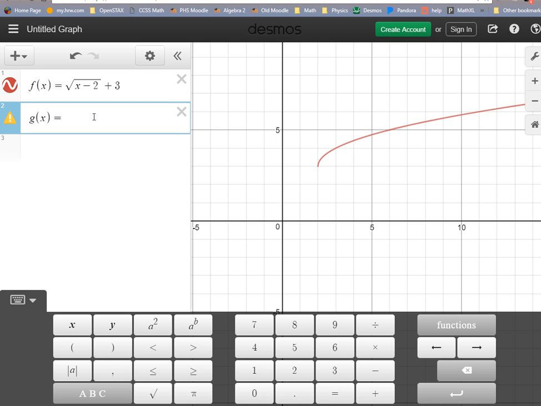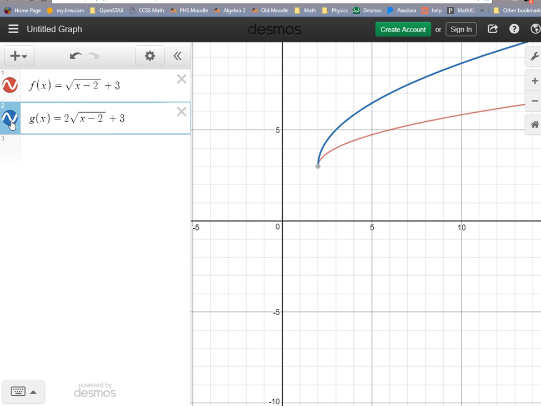Okay, so what if I wanted to take that f of x and I wanted to vertically stretch it by 2? What would I do? 2 outside. Okay, the 2 is going to go out there, isn't it? In front of the square root. So I could put a 2 right there. Bingo. And that's going to do it, isn't it?